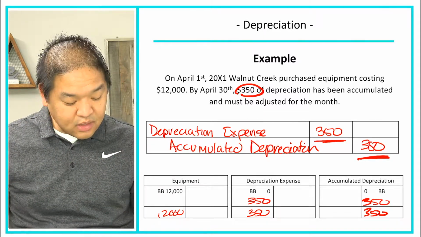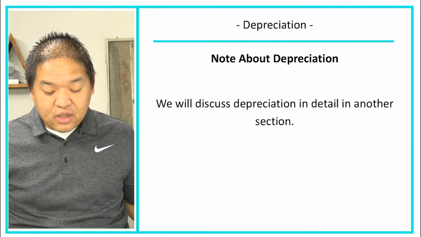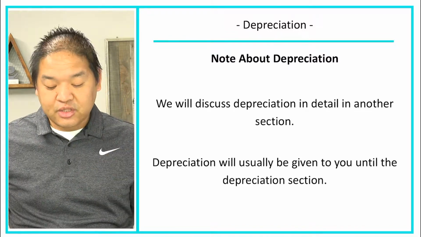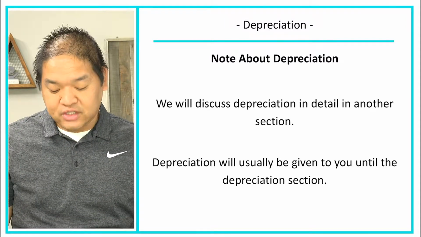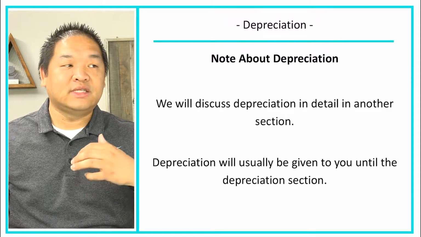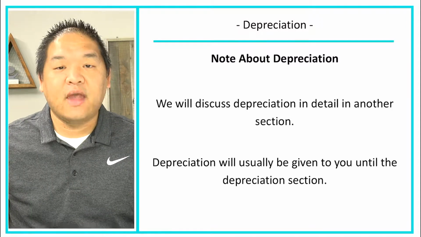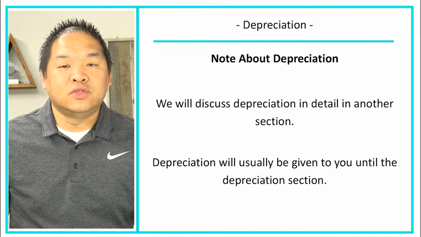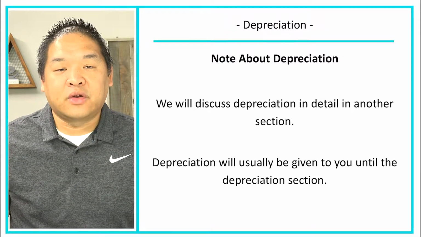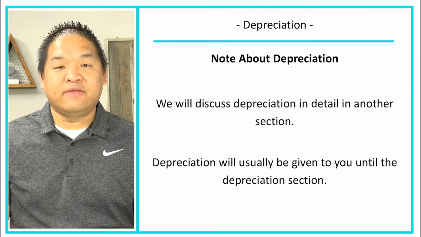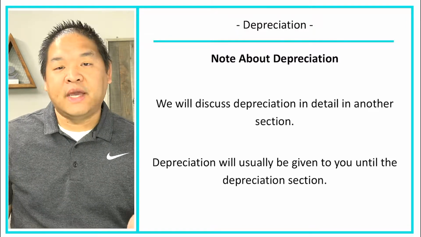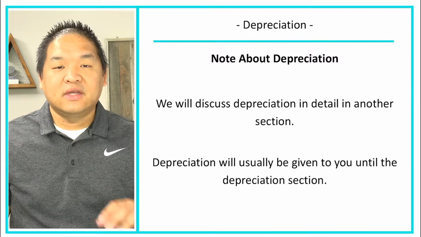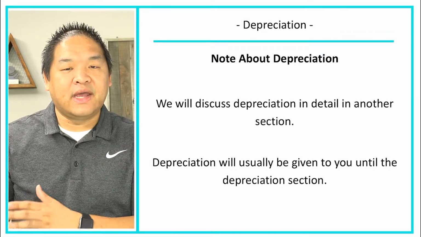Now, some notes about depreciation. We will discuss depreciation in another section. Depreciation will usually be given to you until the depreciation section, so you're not trying to figure out depreciation per se. We're going to give it to you until we get to that section, which is soon. But you generally have an idea of how we calculate it, at least from a basic standpoint: $25,000, 5 years, $5,000. So that gives you a preview of what you're going to see later on.